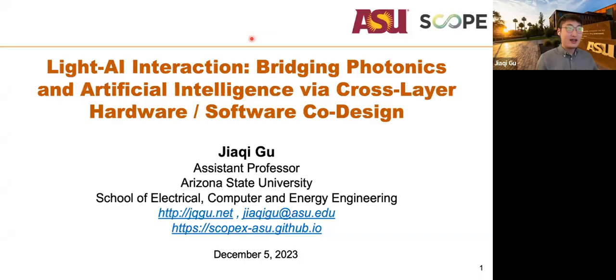and AI via cross-layer hardware software co-design. So now we'll talk about optics for AI acceleration. And also at the end, I'll talk about how to apply AI back to photon design automation.